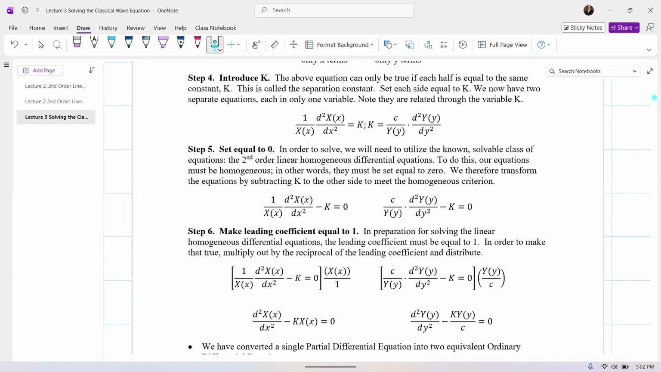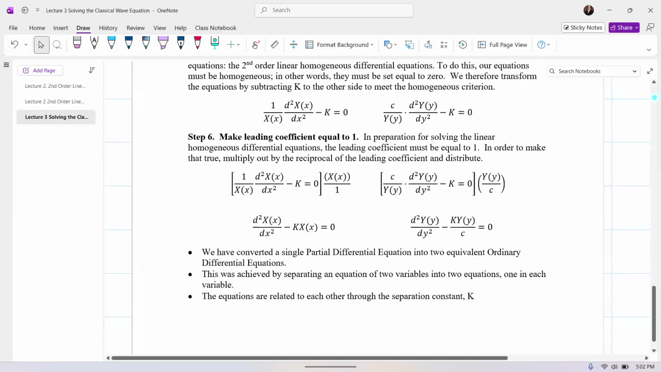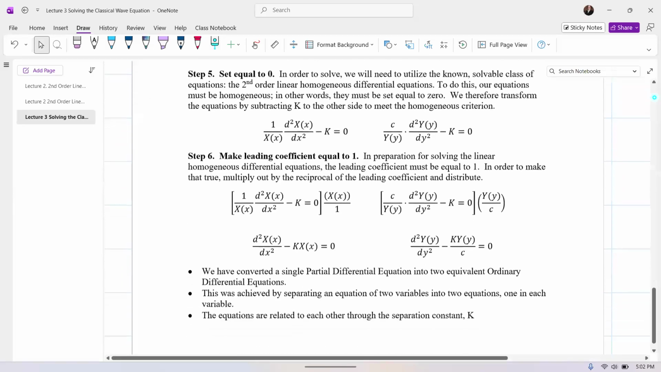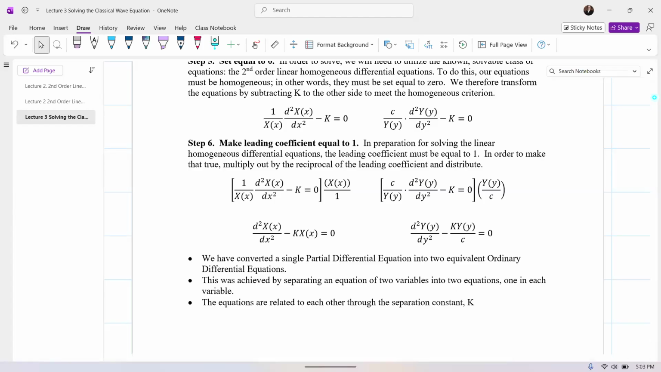Now, do you remember we also said that in order to use our formulation the leading coefficient must be equal to 1? So we're kind of moving into step 0. This step 5 and step 6 are kind of like step 0 of the next worksheet. They do overlap a little bit. That's the worksheet we did last time when we learned how to solve these. So what we need to do is make the leading coefficient equal to 1.